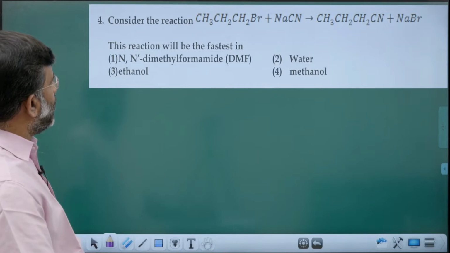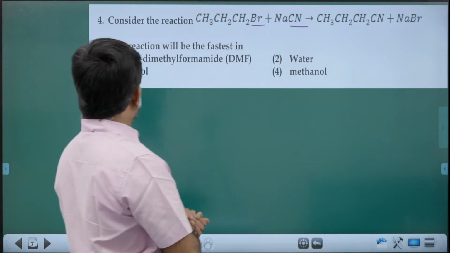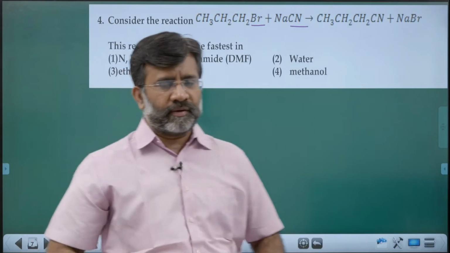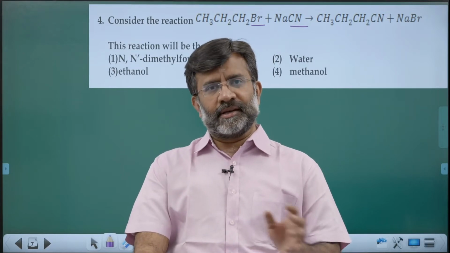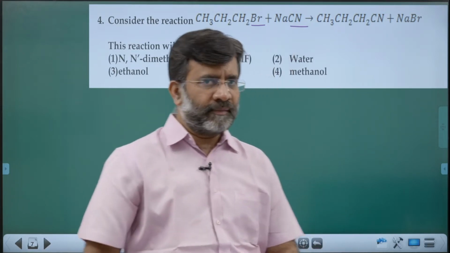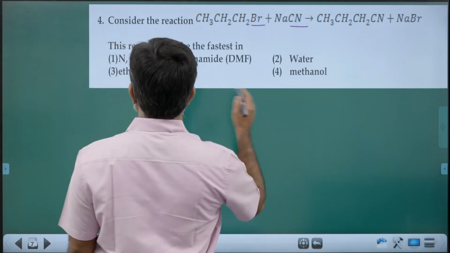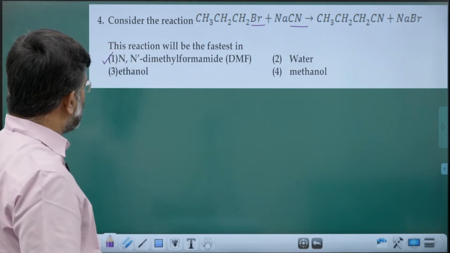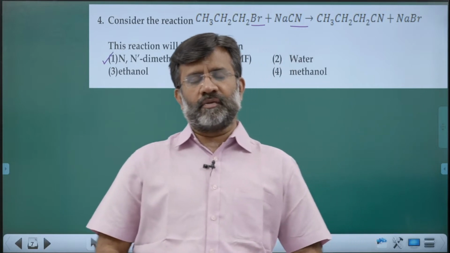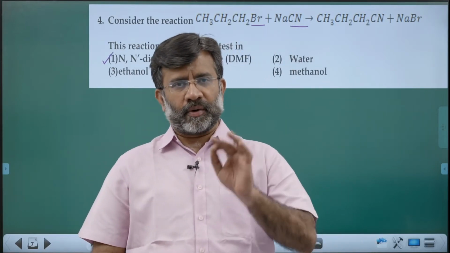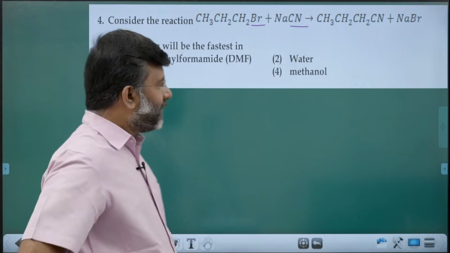Propyl bromide with NaCN. So, this bromine is replaced by cyanide. The reaction will be fastest in which solvent? See, the reaction follows SN2 mechanism. A primary halide is taken, so it is SN2 mechanism. SN2 mechanism is favored by aprotic solvents. All are protic solvents except one. N,N-dimethyl formamide, DMF. DMF is an aprotic solvent. Aprotic solvent will favor SN2 mechanism, while protic polar solvents will favor SN1 mechanism as it is an ionic reaction. Okay, so the answer is the first one.